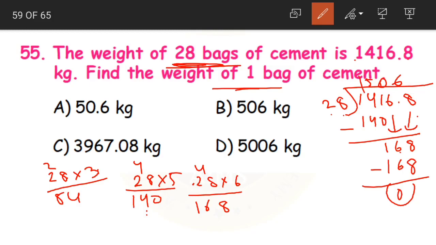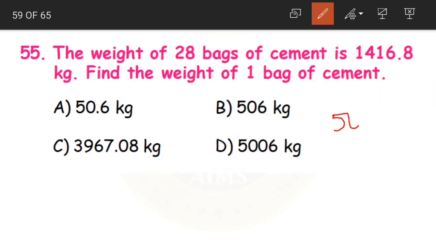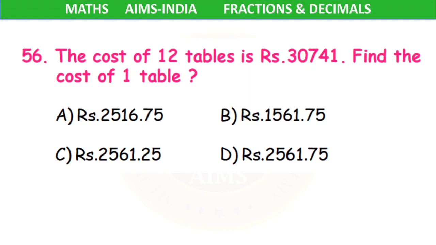What is our quotient now? 506. Our quotient is 506. But we have to place a decimal point. In the question we are having one decimal place. So even in the quotient we'll place a decimal point after one digit from the right. Yes, one decimal place and one decimal place. So our answer is 50.6 kgs, that is option A.